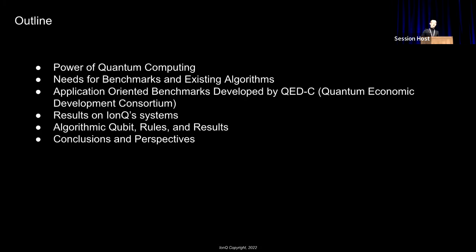And then I will switch topic to talk about algorithmic qubit, which is a single number metric to measure the performance of quantum computers, and its rules and results on IonQ's latest generations of quantum computers. I will end the talk with conclusions and perspectives.